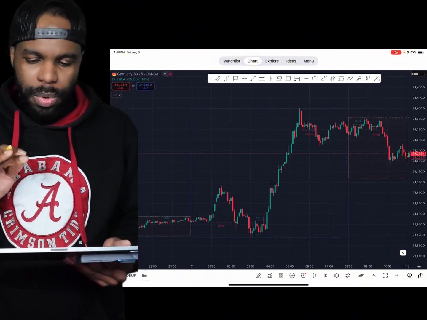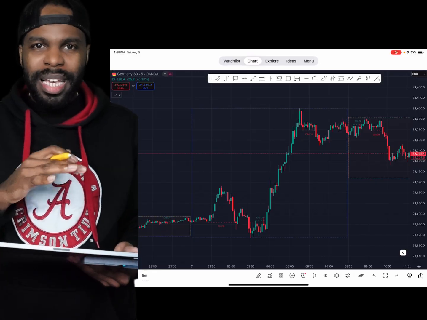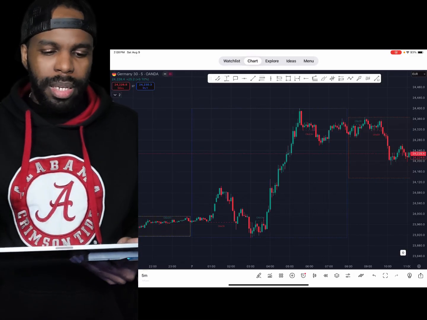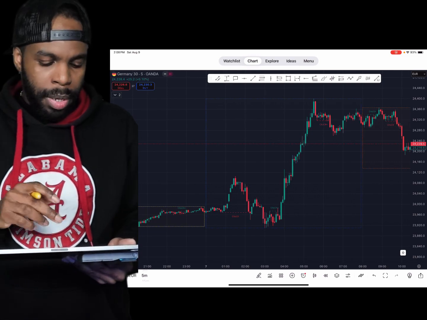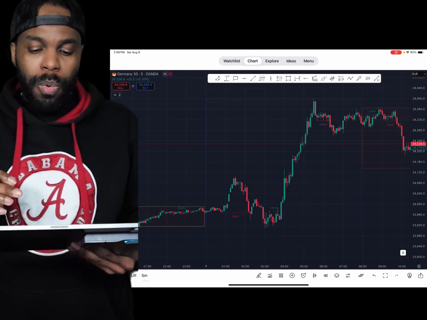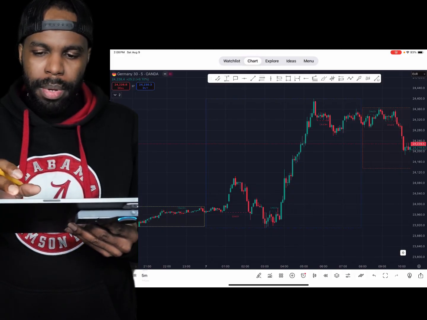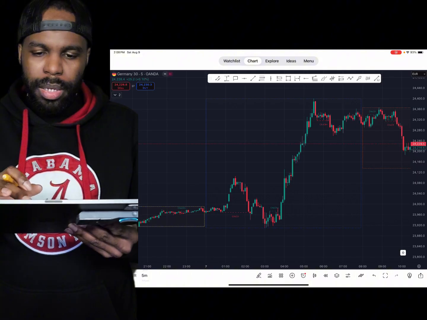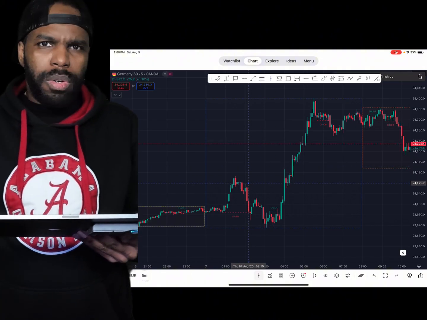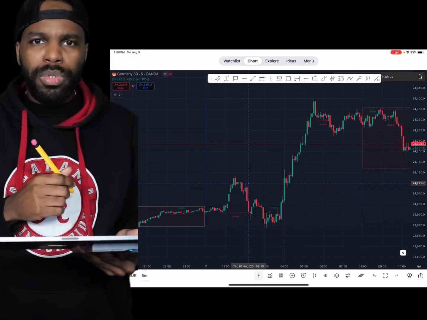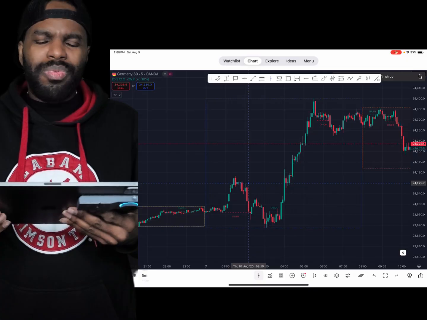So right now we're looking at German 30, the DAX. Like I said, you can use this same exact strategy on any asset, doesn't matter. So first thing first, I want to mark up my breaker block. And how do I find my breaker block? Now there are also indicators out there that you can use to mark up your breaker blocks, but it's really simple to me.